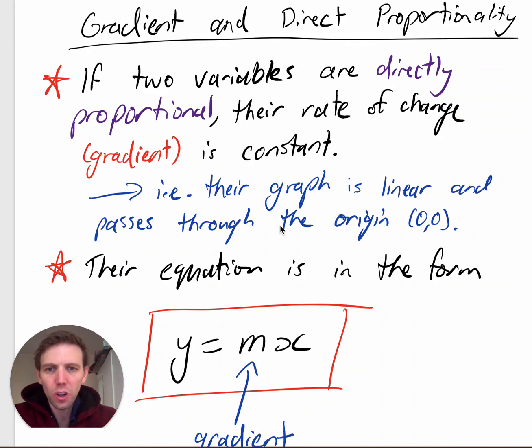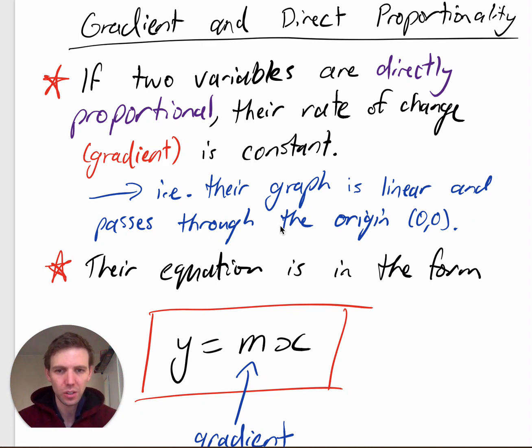So first things first, what does it mean if things are directly proportional? Well, if we've got two different variables, doesn't matter what they are, we say that they're directly proportional if their rate of change is constant. So the way that one changes according to the other is constant. So a constant gradient, and if we think about that as a graph, it's going to be a linear function, so a straight line.